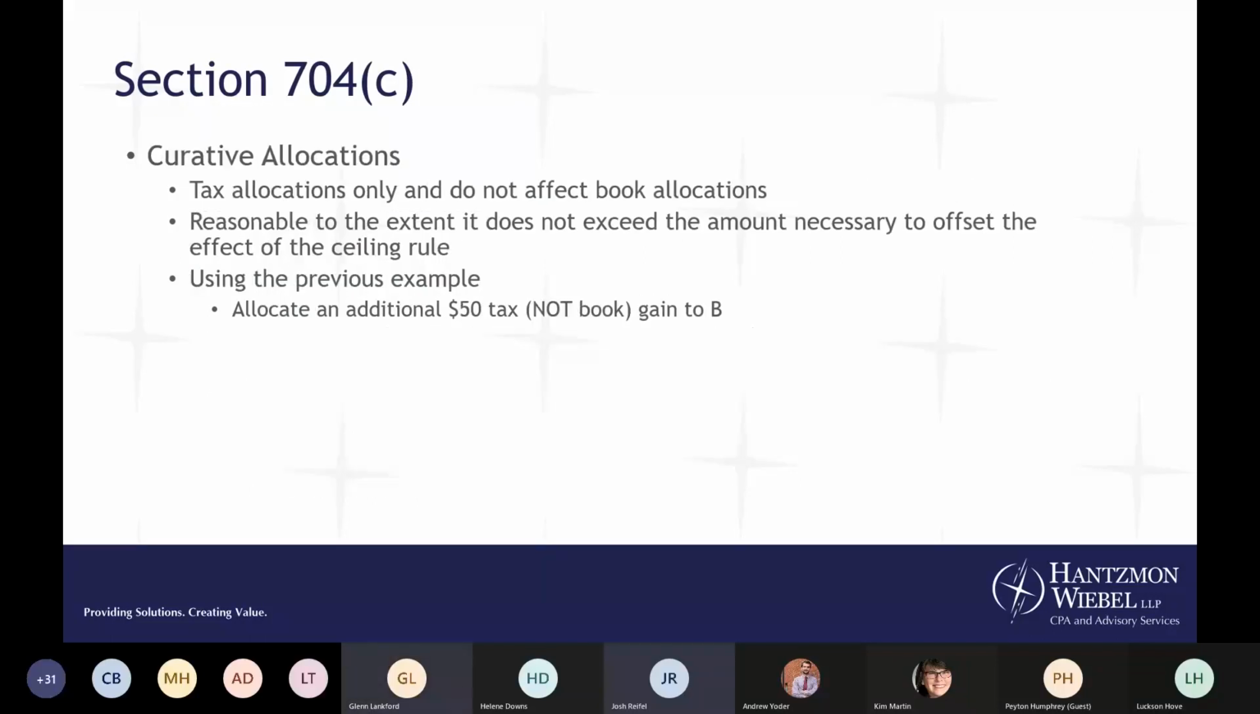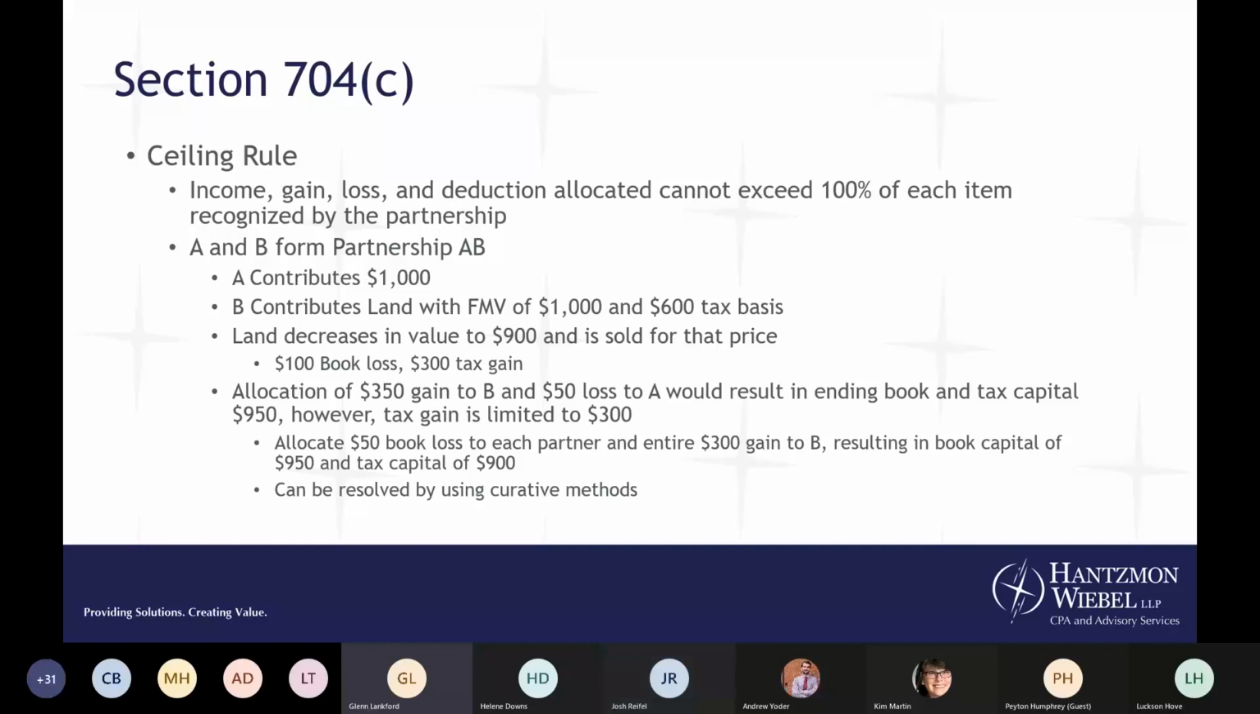And you also in this example have not only B's tax basis and tax capital and book capital not coming into line, but A's is off. Because in this example, A would be allocated the $50 book loss, would have $950 book capital, but still $1,000 tax capital. So their book and tax is actually being skewed in the opposite direction.